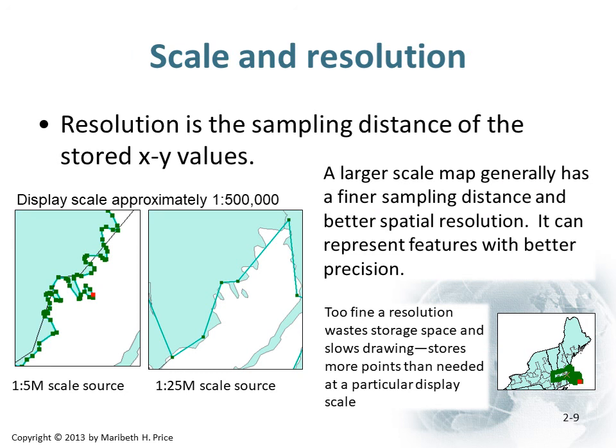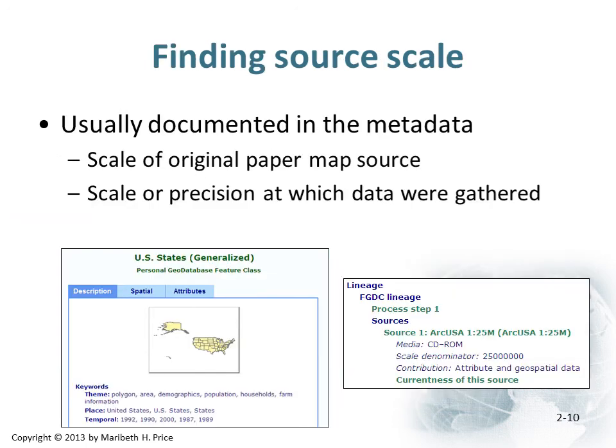Resolution is the sampling distance. A larger scale map generally has finer sampling distance and a better spatial resolution, and so on. Where do you find it? Look in your metadata.